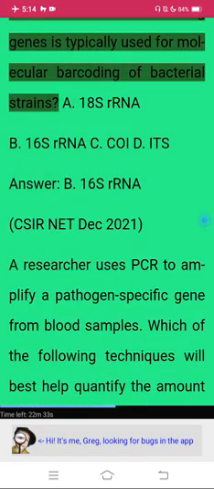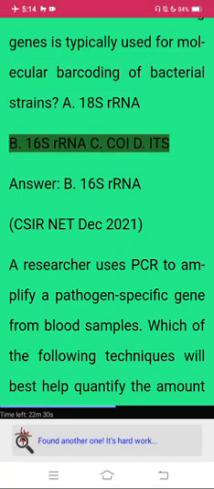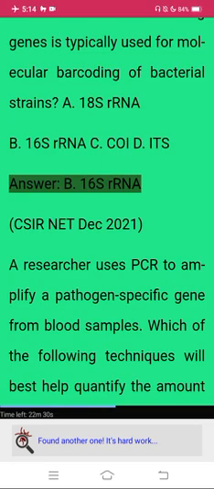Previous year CSIR NET questions with answers. CSIR NET June 2018. Which one of the following genes is typically used for molecular barcoding of bacterial strains? A. 18S rRNA. B. 16S rRNA. C. COIDX. Answer: B, 16S rRNA.